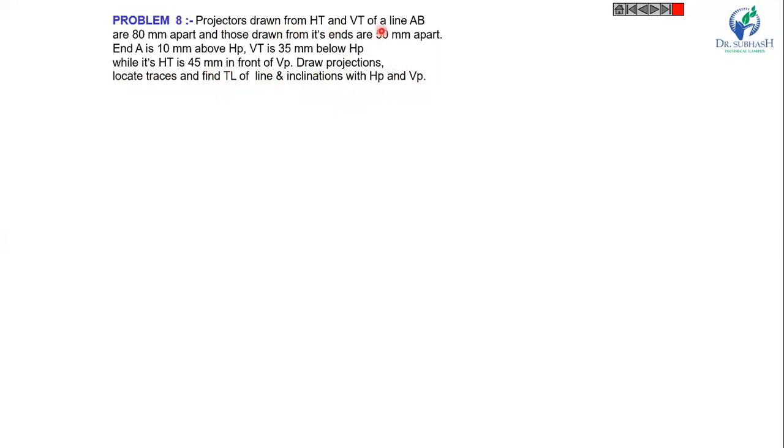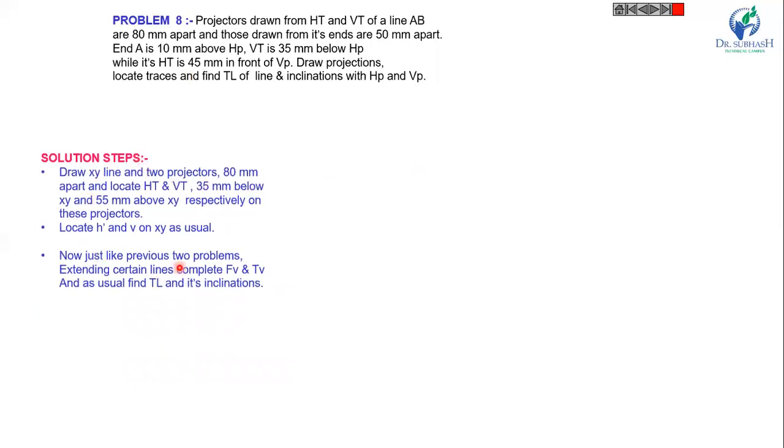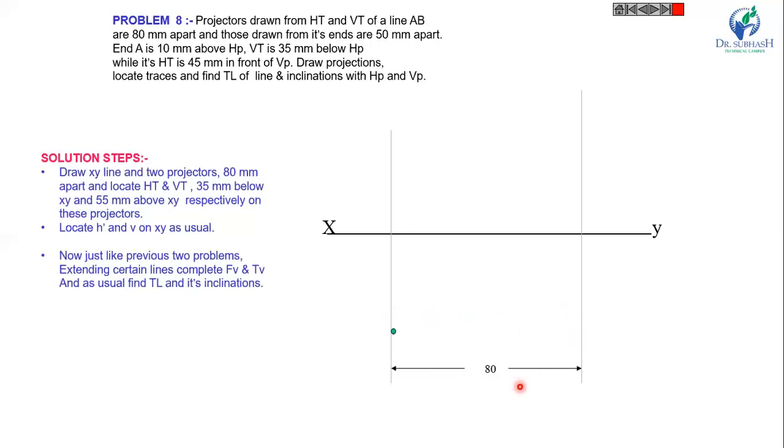Projectors drawn from HT and VT of line AB are 80 mm apart. So we have to follow these three steps. First of all, draw the XY line and draw projectors. So this distance is 80 mm. Now mark the point here, HT and H dash. The distance is given as 45 mm. HT is 45 mm in front of VP, so it is below the XY line. And VT is 35 mm below HP.